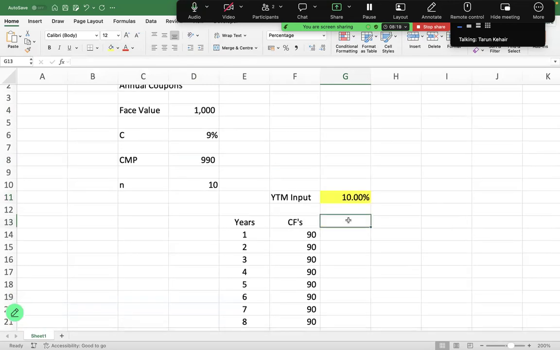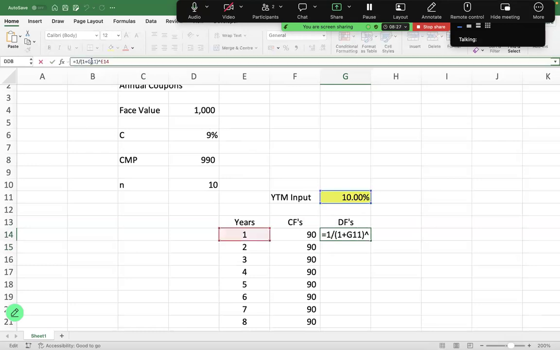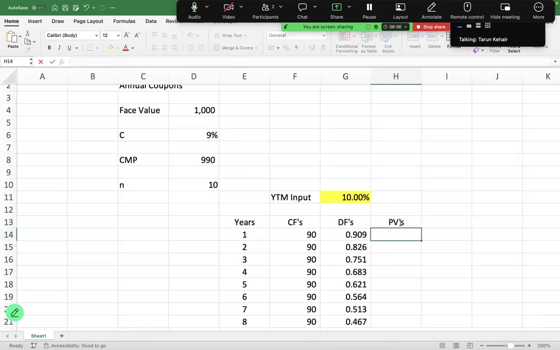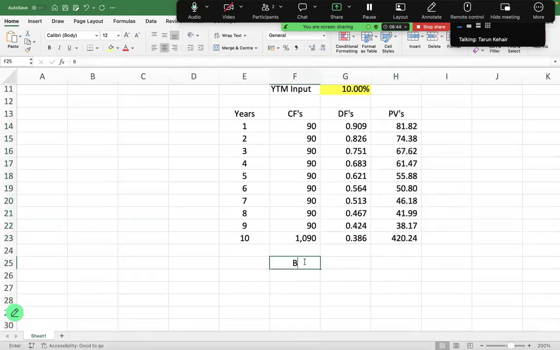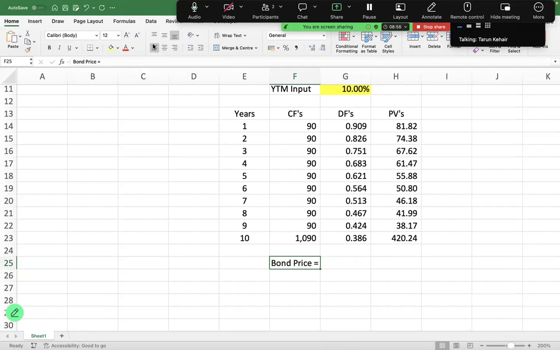Now I'll plot my discounting factors based on this yield, 1 by (1 plus R) raised to the power of n. And then I will just multiply both and get my present values. And now how much am I getting as the bond price? Summation of these.